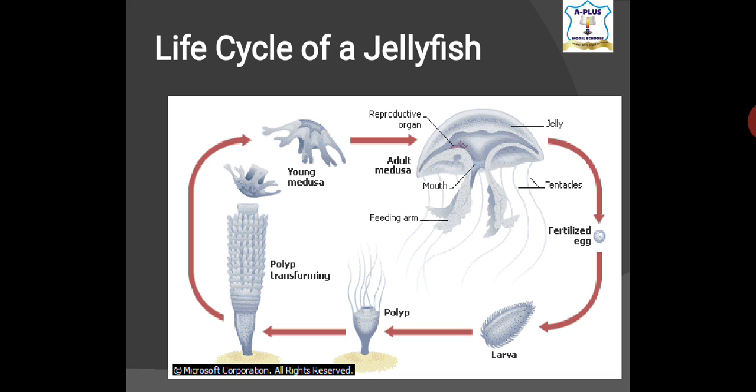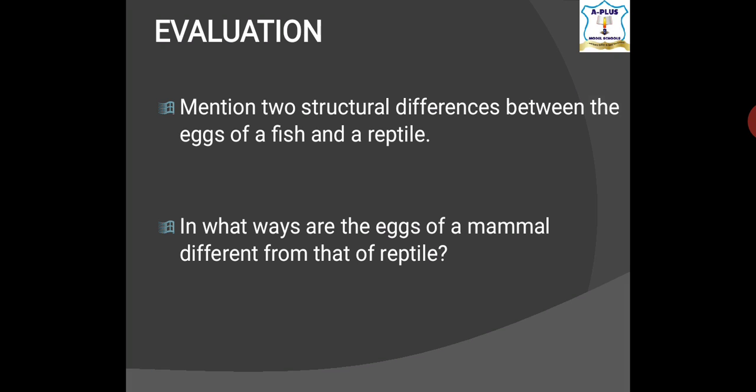You can see the tentacles. You can see the mouth. You can see the feeding arm. So this is how a jellyfish reproduces. This is the life cycle of a jellyfish. From that jellyfish, another fertilized egg will come out, and that's how the cycle continues. So that's a very good diagram.